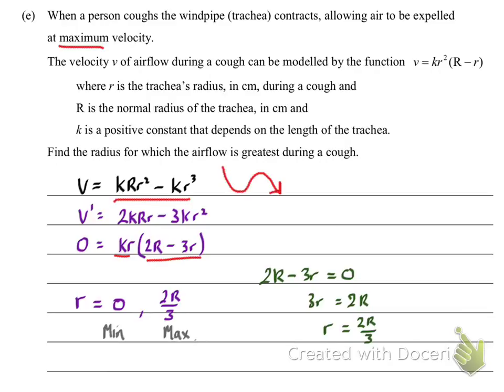Well, it's a -r cubed, which looks like that, and the minimum comes before the maximum, so the 0 will come before 2/3 of r. You could also double differentiate to prove it. And there we are, we've got extended abstract thinking. That's excellence.